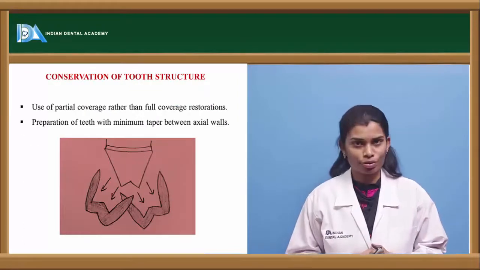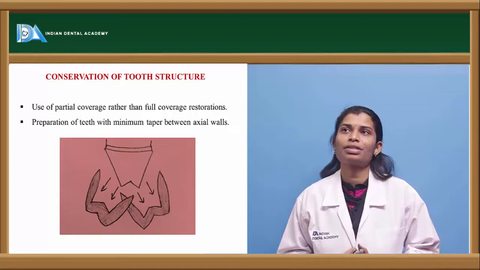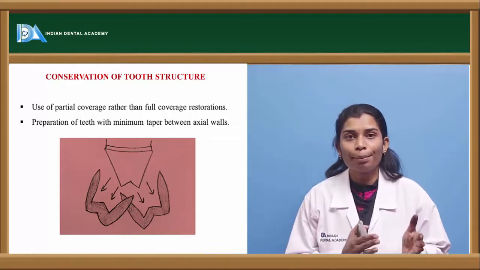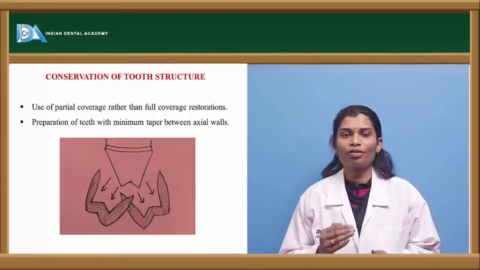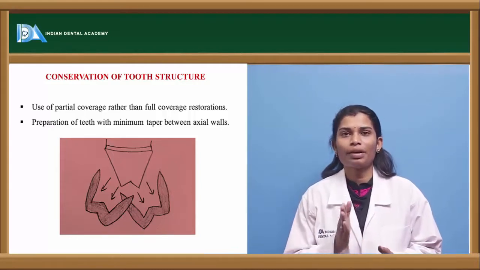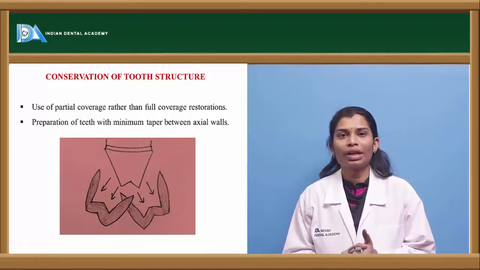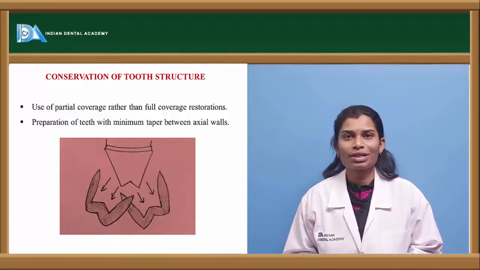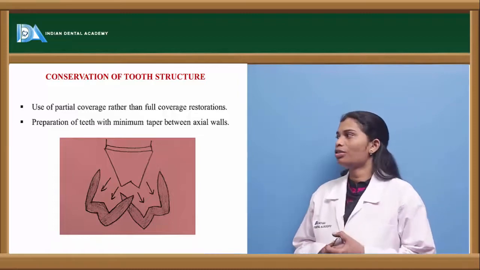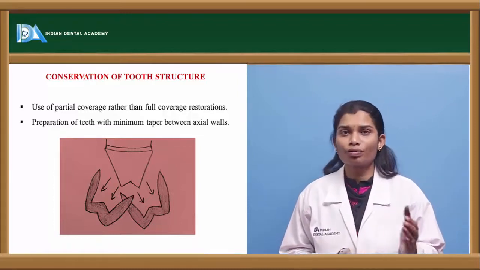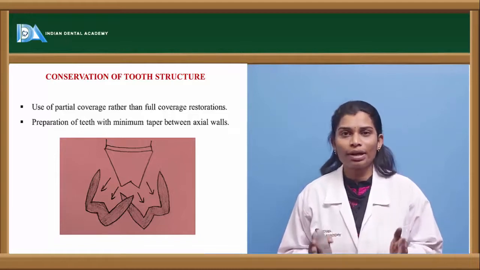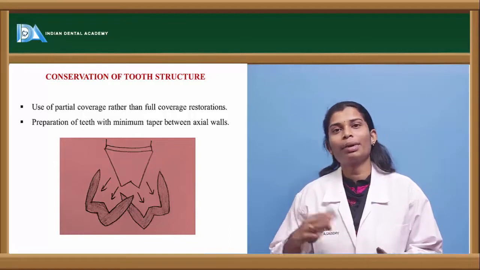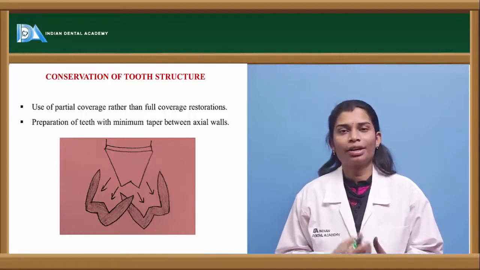Coming to conservation of tooth structure. In conservation, you have to first think about partial coverage restorations, which will guide to minimally invasive procedures. So you have to preserve the tooth structure. Just prepare the amount that is required. In cases where you can go with a partial veneer crown, that is very well suggested over a full veneer crown. And in case of full veneer restorations, you have to prepare the axial surfaces with minimal taper. This will help you in resistance and retention form.